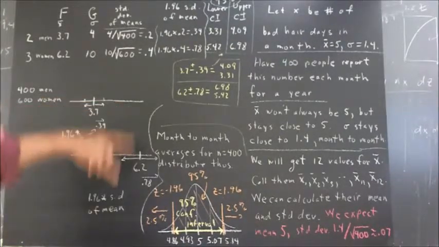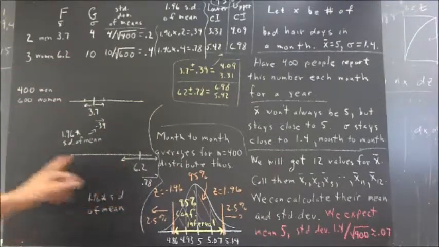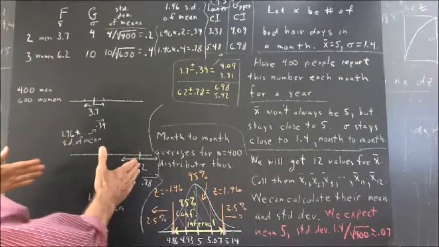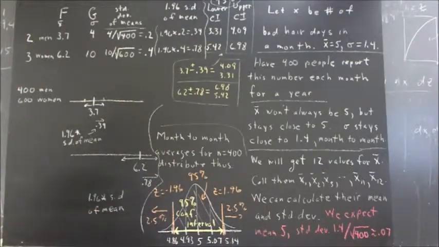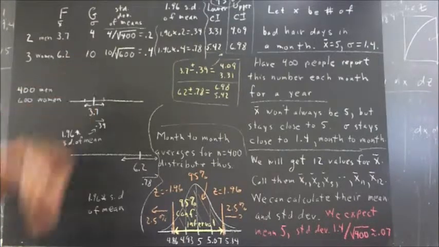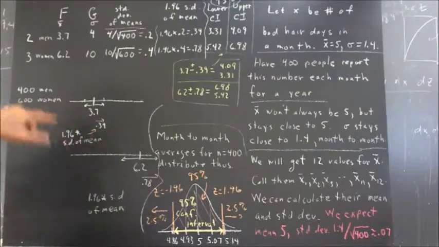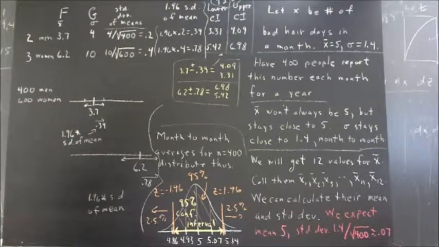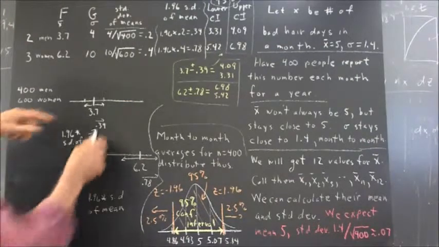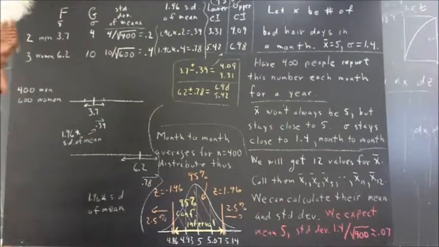Okay, here I've begun to sketch. Here's the 3.7 on one axis. Here's the 6.2 on another axis. 6.2 should actually be a little further out this way, but I didn't leave myself room. This would represent the distribution for the men, and this 0.39 is your 1.96 times the standard deviation of the mean. On this side and this side of the 3.7, you have your 95% confidence interval.